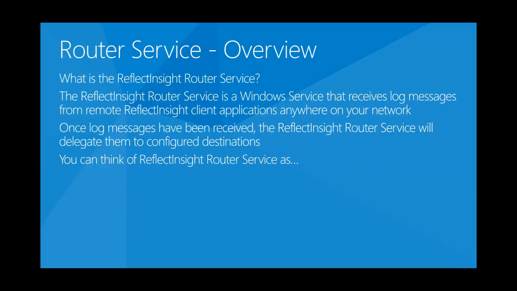The ReflectInsight Router Service is a Windows service that receives log messages from remote ReflectInsight client applications anywhere on your network. When log messages have been received, the ReflectInsight Router Service will delegate them to configured destinations. You can think of the ReflectInsight Router Service as live logging for remote computers.